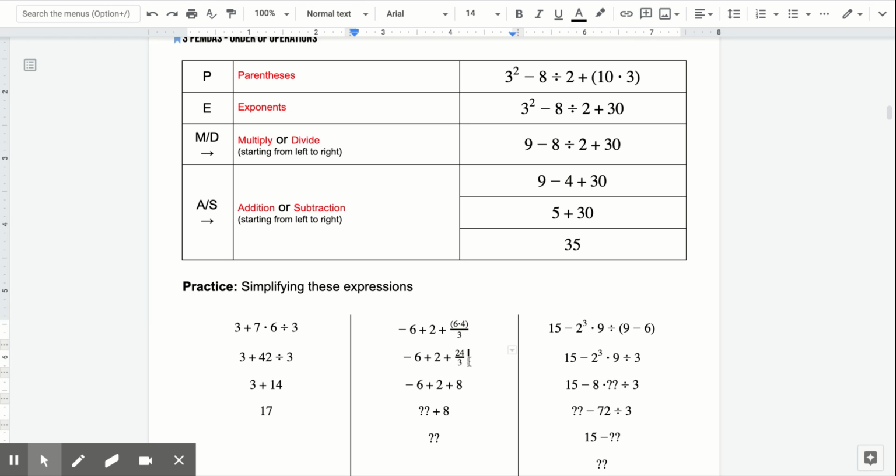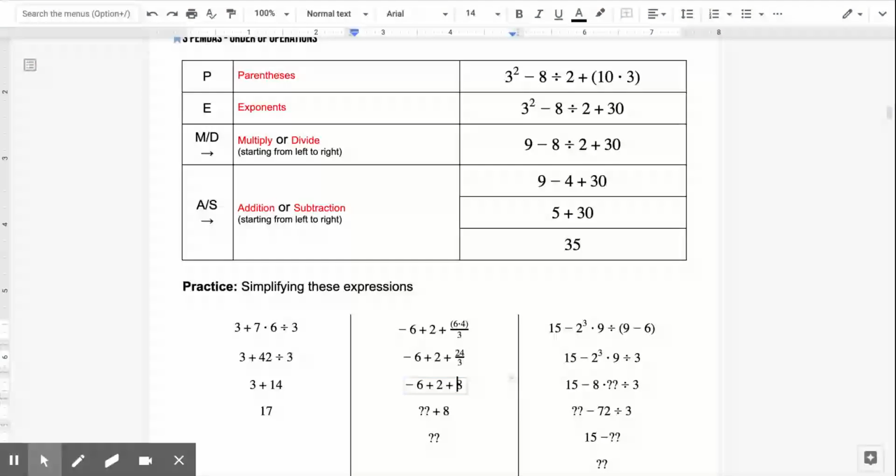Okay, so once we are done with parentheses, we look for exponents. I do not see any exponents, so we move on to multiplication or division. Just like before, we start from the left, move to the right, and the fraction is 24 divided by 3, giving us 8.